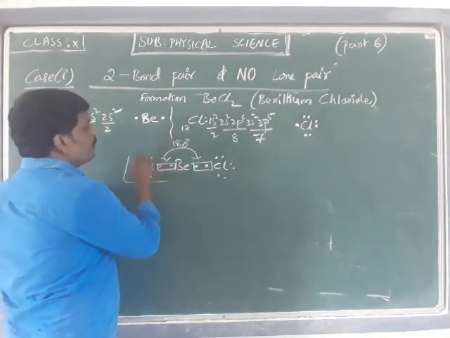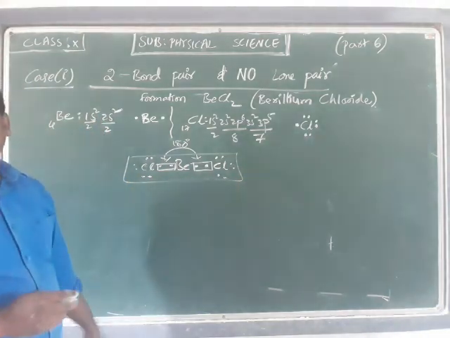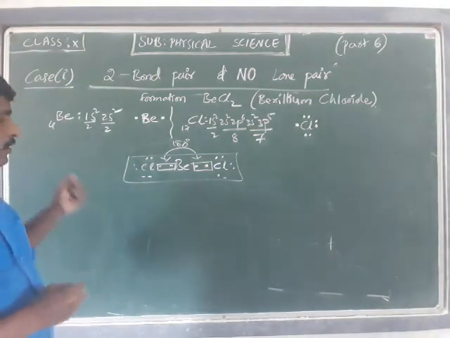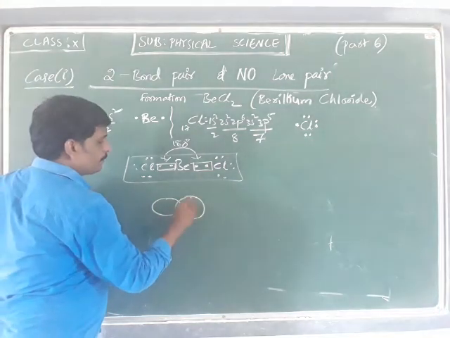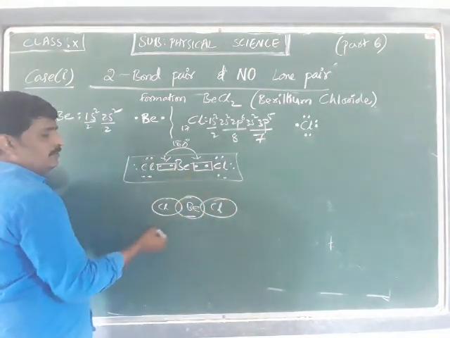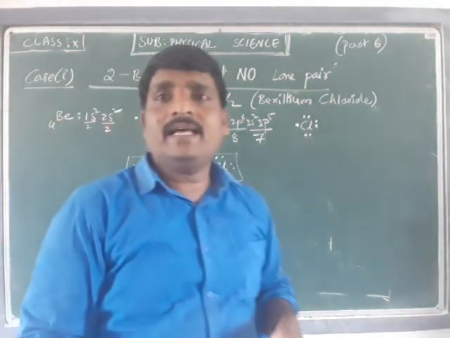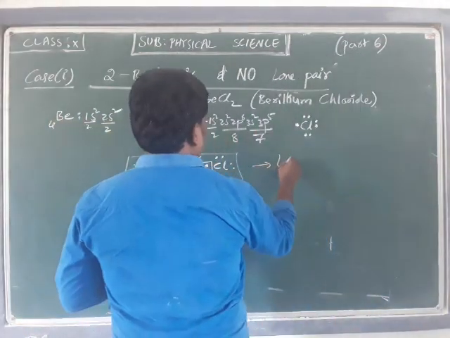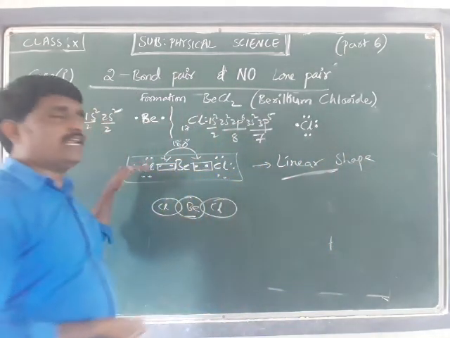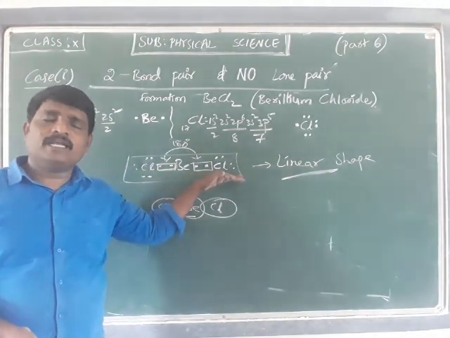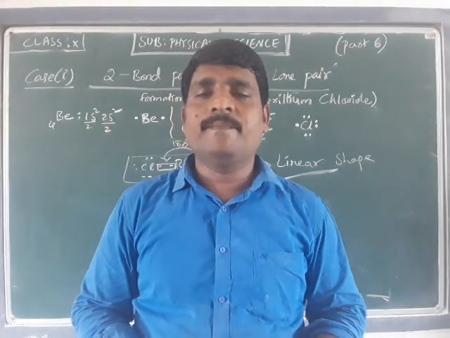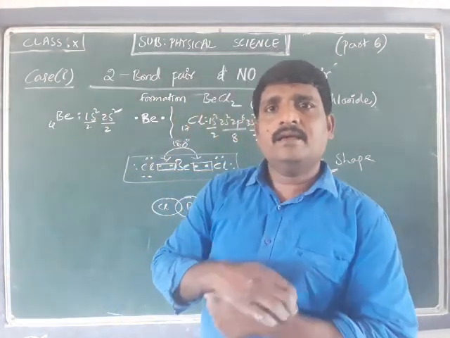And the shape of the molecule, if we discuss the shape of the molecule of beryllium chloride, BeCl2, beryllium chloride is called a linear shape. As the arrangement of these atoms and shared electrons is in a straight line, that is called a linear shape. Okay, understood all of you?